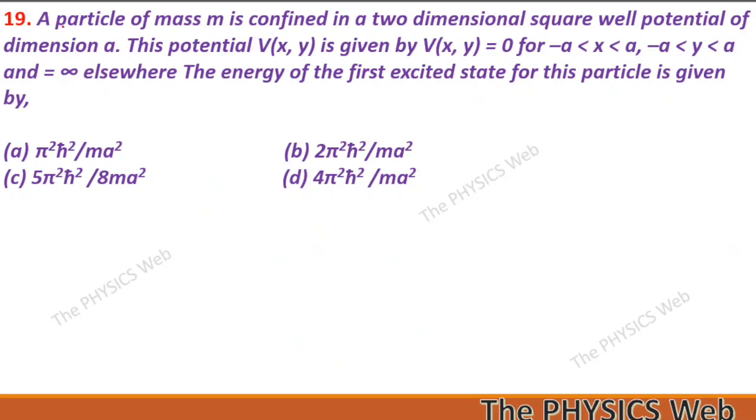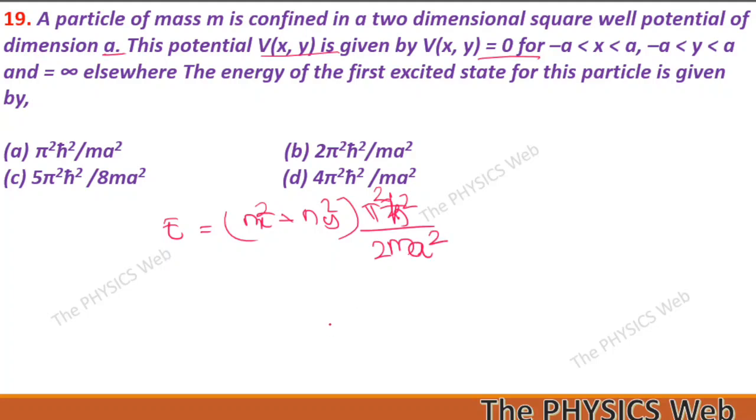Next, question number 19. A particle of mass m is confined in a two-dimensional square well potential of dimension a. This potential V(x,y) is given as this. The energy of the first excited state for this particle is given by. So this is a two-dimensional box. You can define the energy as (nx square plus ny square) times π square ħ square by 2m a square. And they are asking for the first excited state.